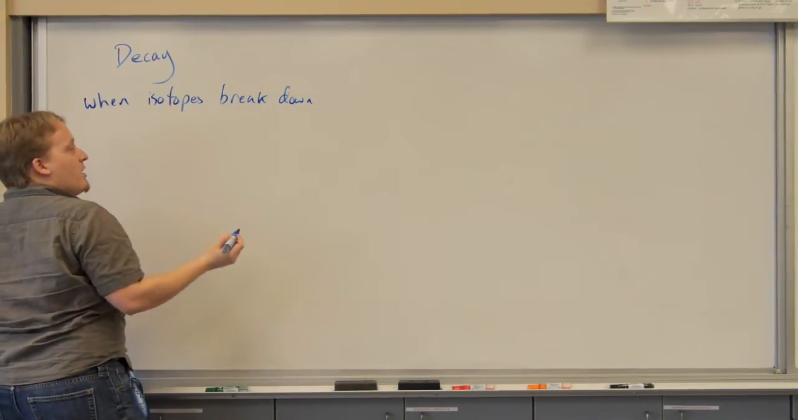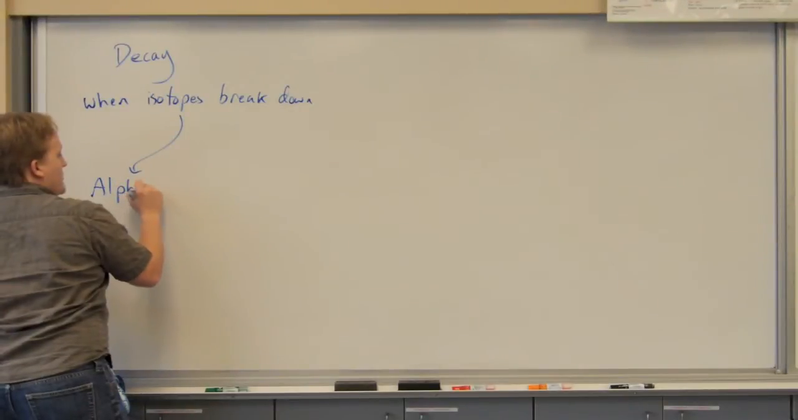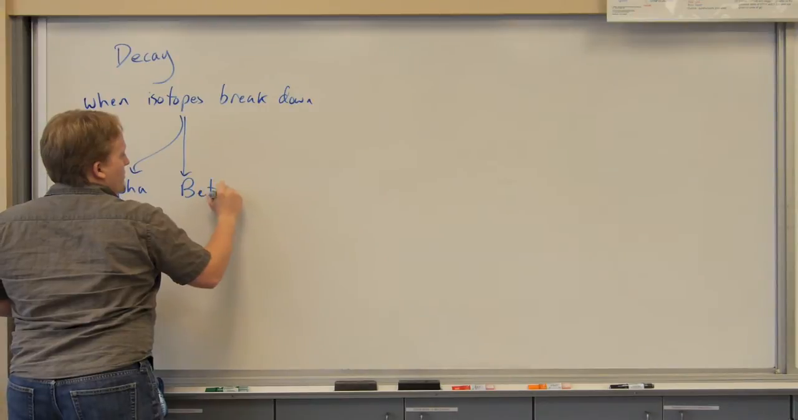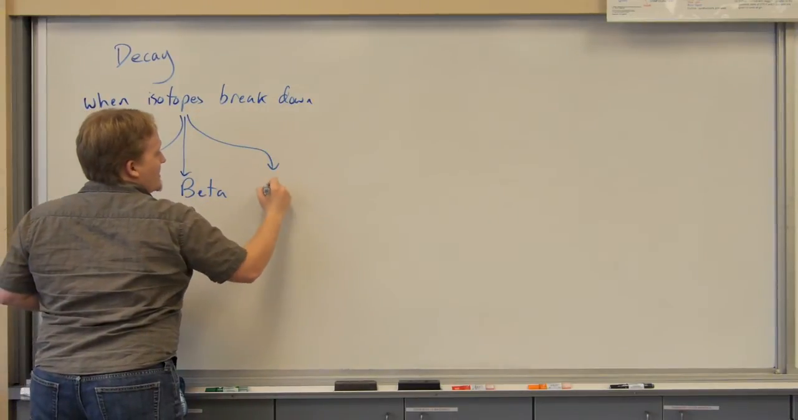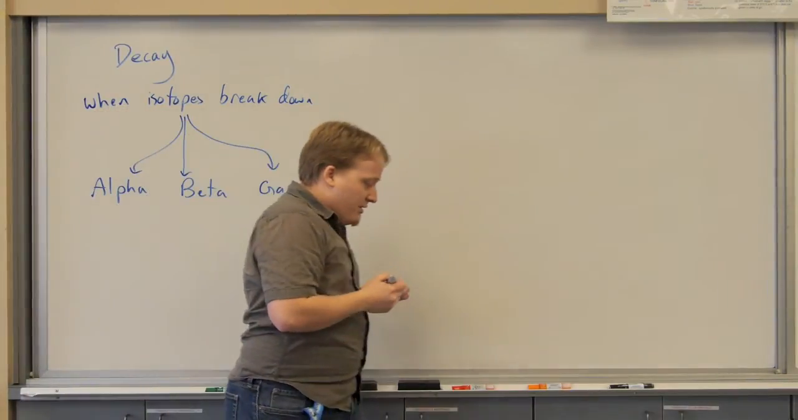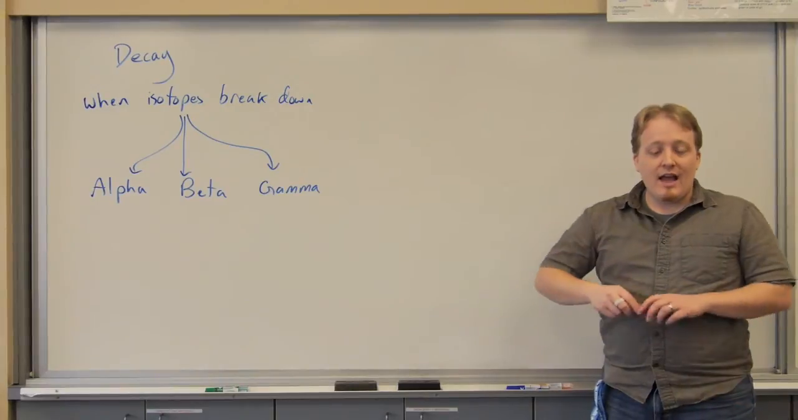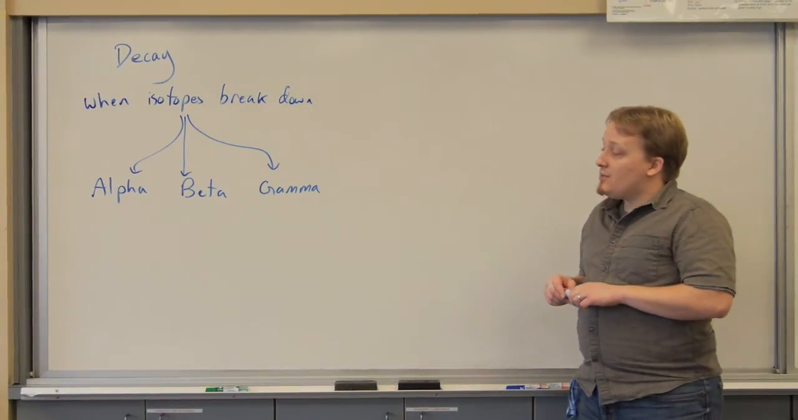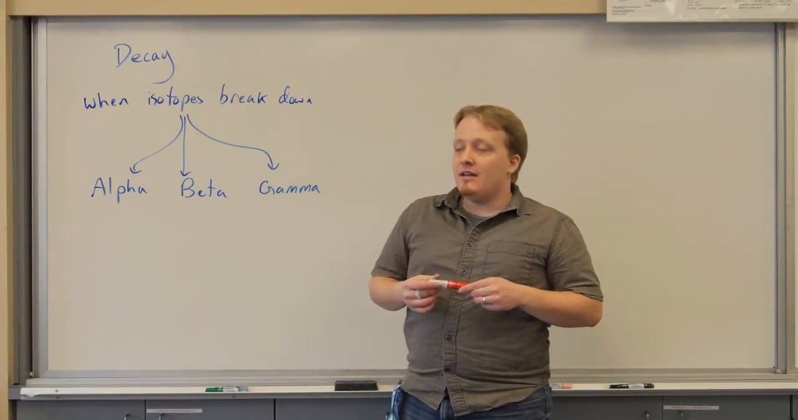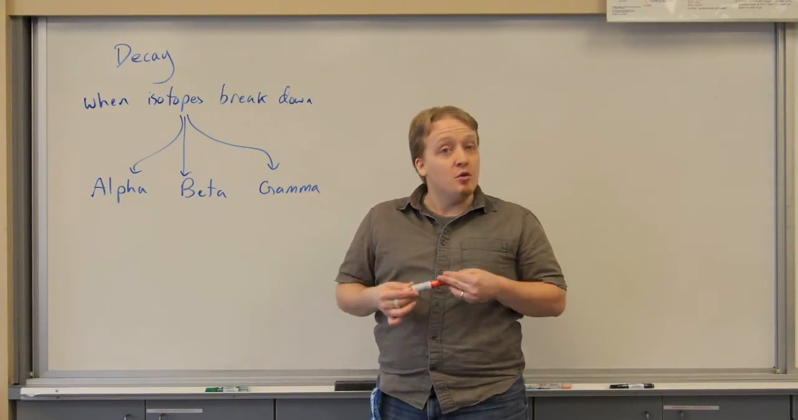We can get one of 3 products. We can have what we call alpha decay, beta decay, or gamma decay. Now, these 3 types have 3 different products. Alpha decay is the production of what we call an alpha particle. And an alpha particle is similar to a helium atom's nucleus.